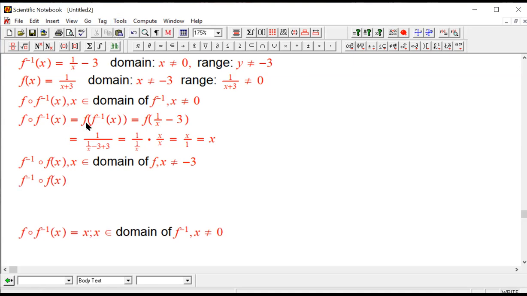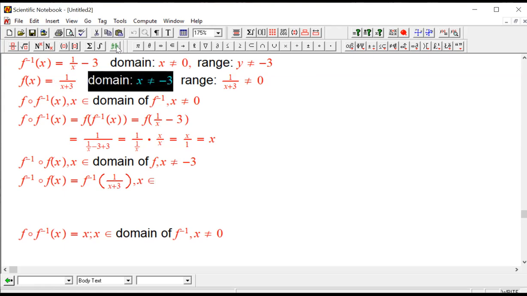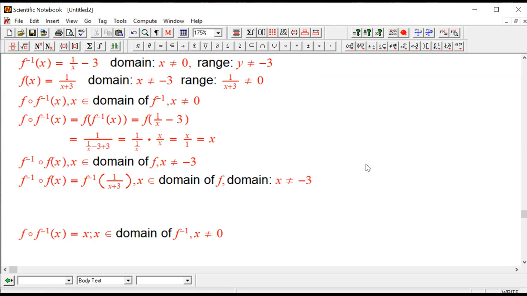So now let's work on this one. So F inverse of F of X. There you go. Now, what is F of X? F of X is 1 over X plus 3. Okay, of course, this X is from the domain of F, which is X is not equal to -3. See, consistency.